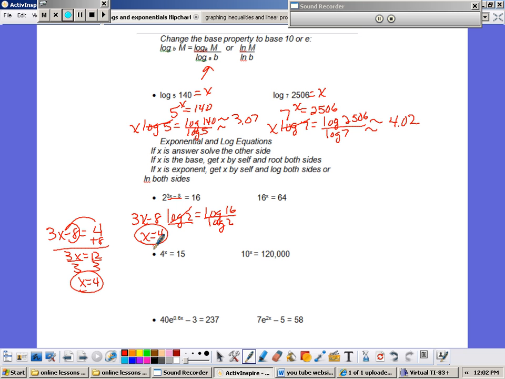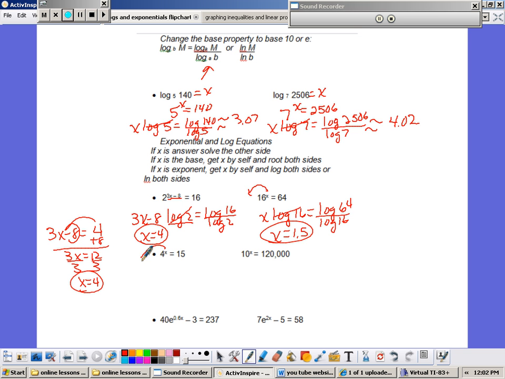X is in the exponent. Bring it out front, log both sides. Divide by the log of 16. The log of 64 divided by the log of 16 is 1.5, so x is 1.5.